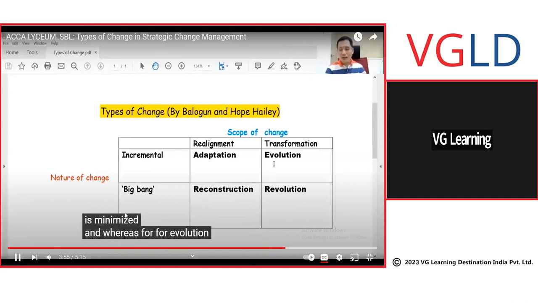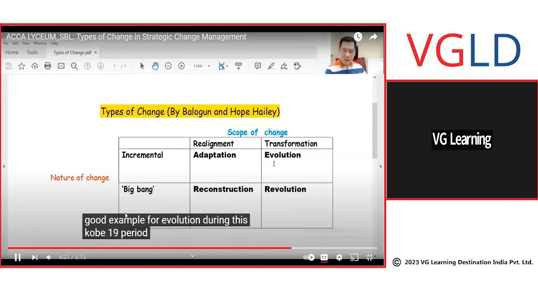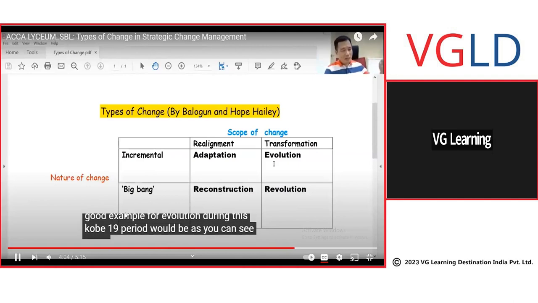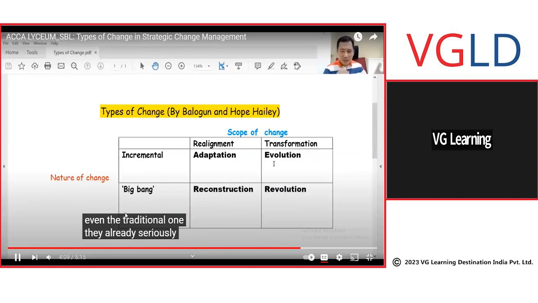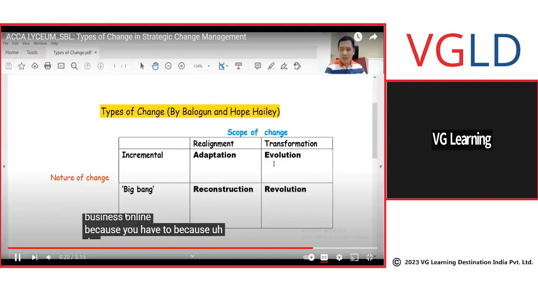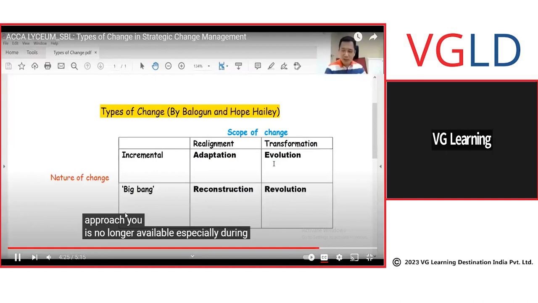And for evolution, a good example during this COVID-19 period would be that many business organizations, even the traditional ones, seriously venture into doing e-business, bringing their business online. Because you have to, because the traditional way for customers to approach you is no longer available, especially during the lockdown period. So you have to allow the customers to reach the business to transact with you online. So this is a good example for evolution.